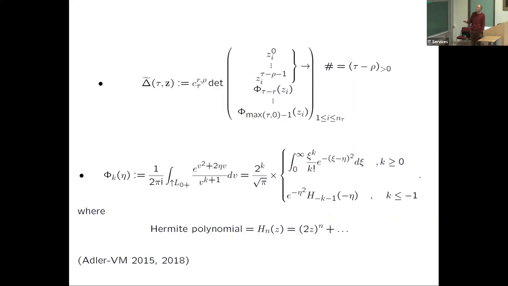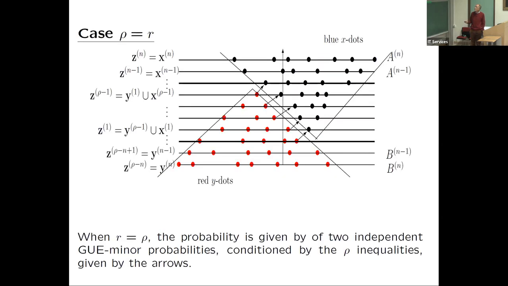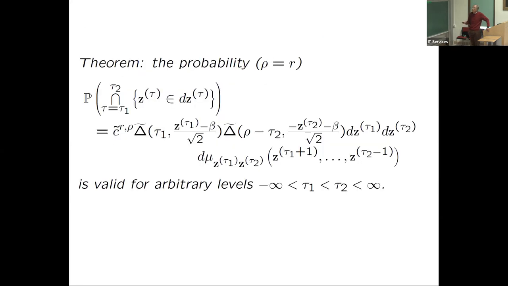Those phi are the following integrals. When k is positive, it is the following integral. It's a Gaussian integral, you might say, from 0 to infinity of moments. And this is the Hermite polynomials. Now, the case rho equal to r, as I mentioned to you before, is in fact easier, in that there you can compute any kind of probability. You can take a level outside the strip and one inside and compute the probability. It doesn't matter. In that case the formula which I showed you before is always valid for every level. But what's remarkable in this case is that you can manipulate those things, and it becomes something much more appetizing.